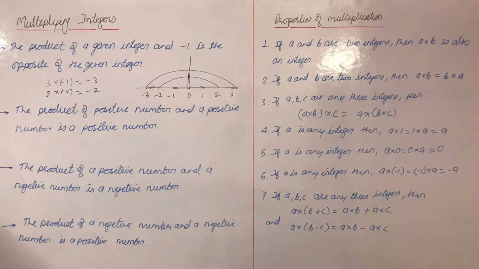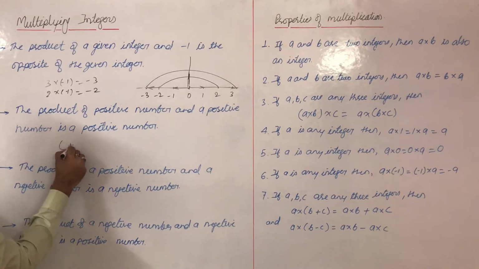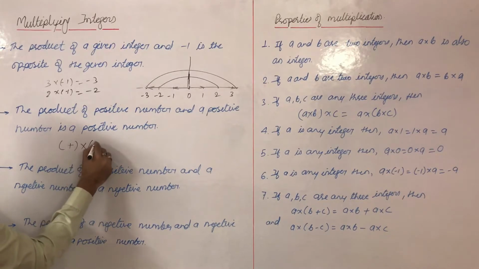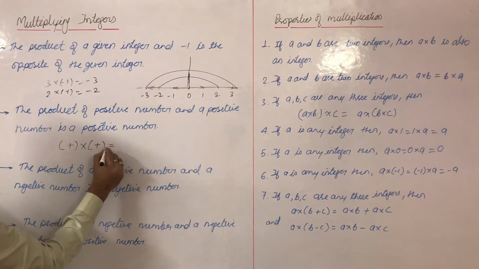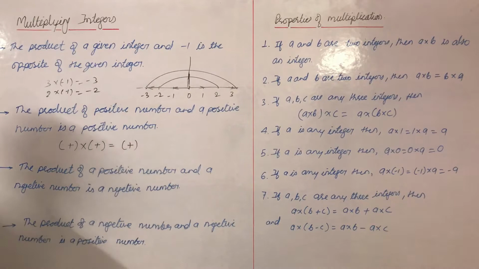Then the product of a positive number and a positive number is a positive number. So if we multiply a positive number by a second positive number, we'll get a positive number. So multiplication of positive and positive is positive. So plus into plus is plus.